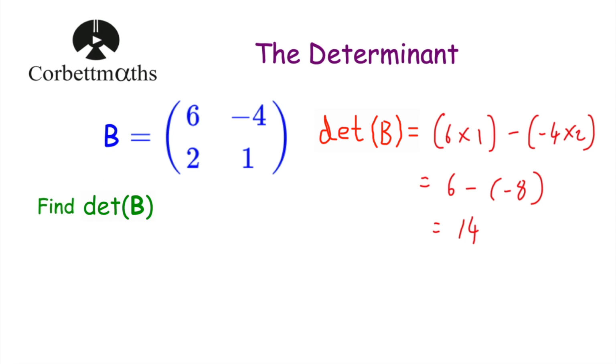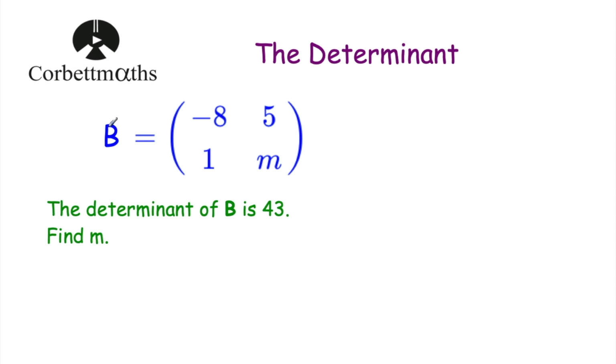Okay, let's have a look at one last example. So this time we've got the matrix B, a 2 by 2 matrix, -8, 5, 1, m, and we're told the determinant of this matrix B is 43. So the determinant is 43. We were told what the determinant is this time, and we're asked to find m, this element. So we know the determinant is equal to 43. So let's work out the determinant and put it equal to 43.